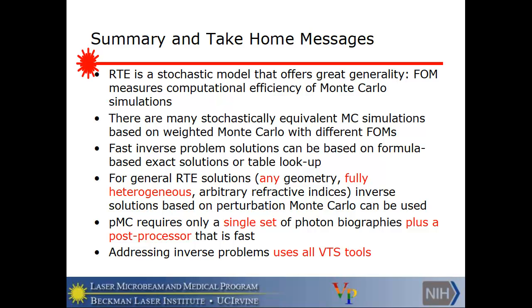If you want a fast inverse solution, you can base it on a formula-based exact solution or a table lookup. They're also fast. But if you want a general solution with any geometry, fully heterogeneous, any refractive indices, then you need a perturbation Monte Carlo calculation, most likely, and it has been used quite a lot. And finally, at the end, when you get to inverse problems, we've already talked about sensitivities, we've talked about forward problems and the role they play, and so you use all of the features of the virtual tissue simulator by the time you get that far.